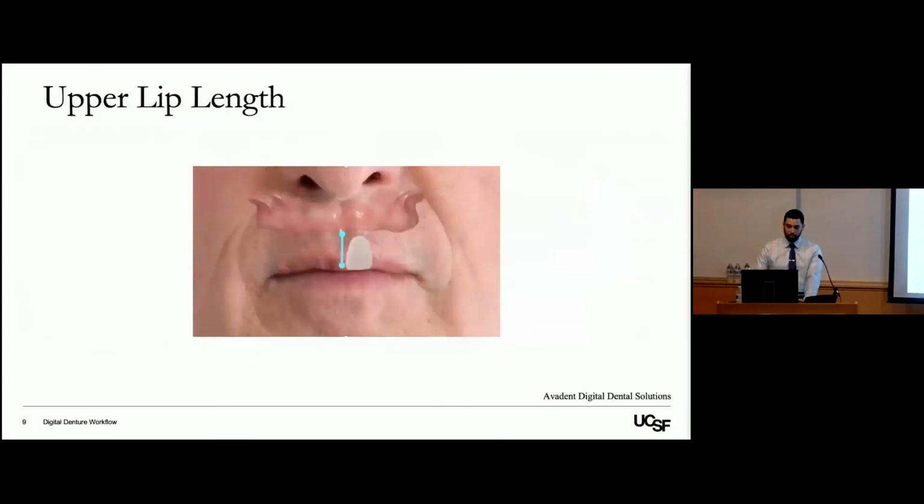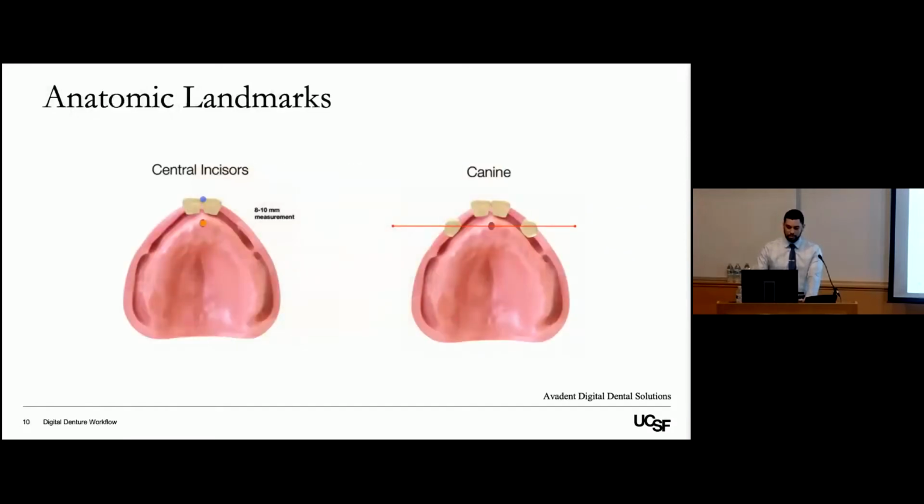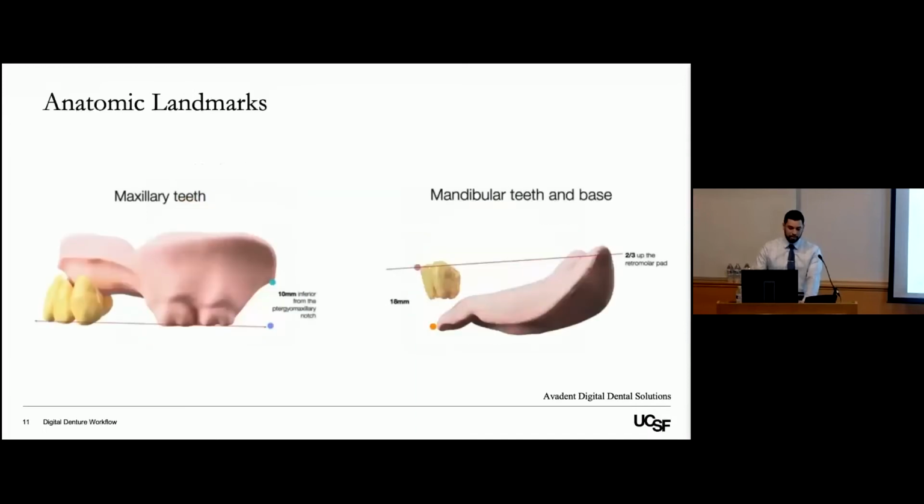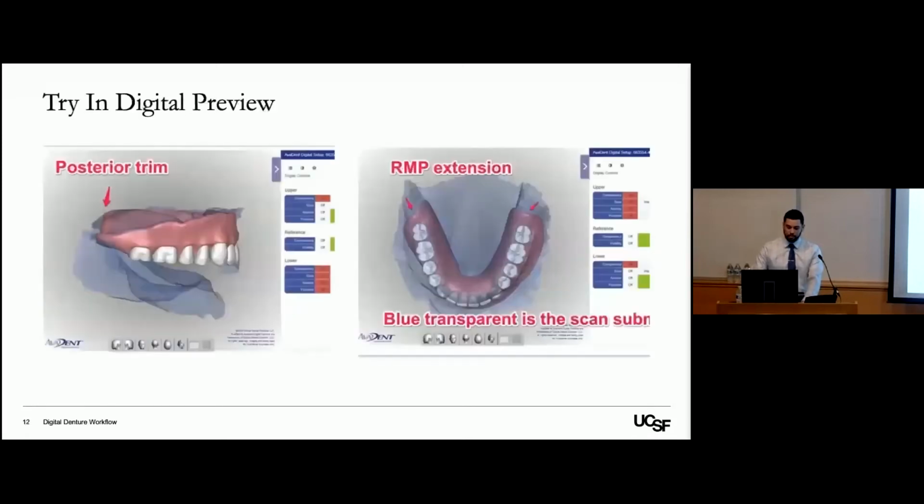The Avident software uses the upper lip measurement to set the length of the anterior tooth. The software also relies on anatomical landmarks such as the incisive papilla. Central incisors on average are 8 to 10 millimeters anterior to the incisive papilla, and the canine tips are set in line with the center of the incisive papilla. Using the pterygoid maxillary notch and retromolar pad, the occlusal plane is established. Here's the design I received from Avident that incorporates all the landmarks and anatomical averages.